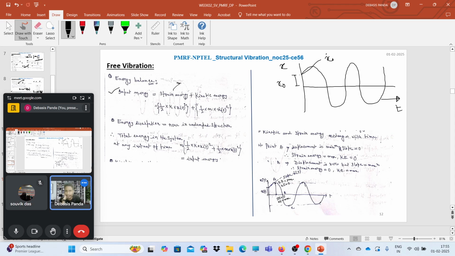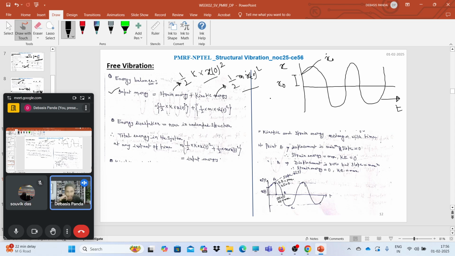Why am I using the strain energy? Because this energy is due to the spring action. So the strain energy you can write as half into k into x naught square, whatever the initial displacement I am providing to the system. The kinetic energy will depend on the initial velocity, so half m into x dot naught square, right? The sum of these two is the total energy I am providing to the system.